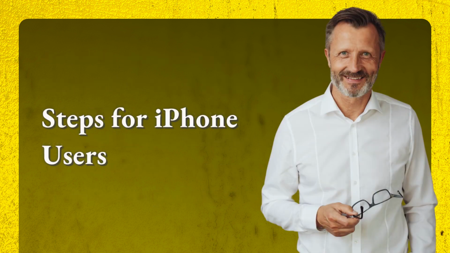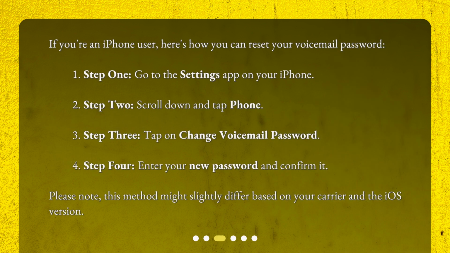Steps for iPhone users. If you're an iPhone user, here's how you can reset your voicemail password. 1. Step 1. Go to the Settings app on your iPhone. 2. Step 2. Scroll down and tap Phone. 3. Step 3. Tap on Change Voicemail Password. 4. Step 4. Enter your new password and confirm it. Please note, this method might slightly differ based on your carrier and the iOS version.